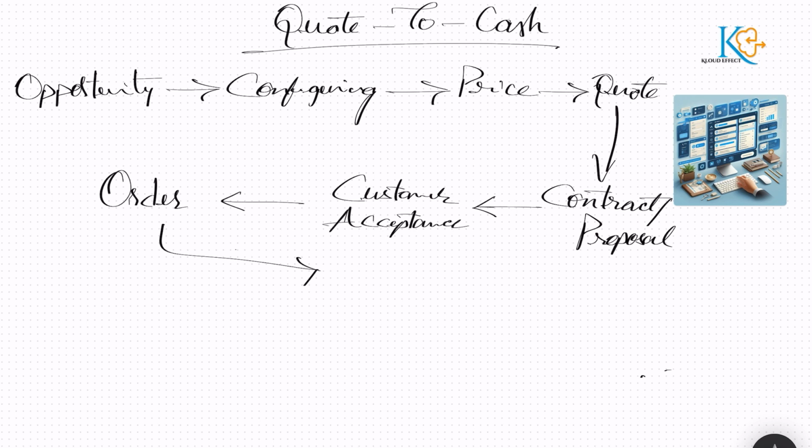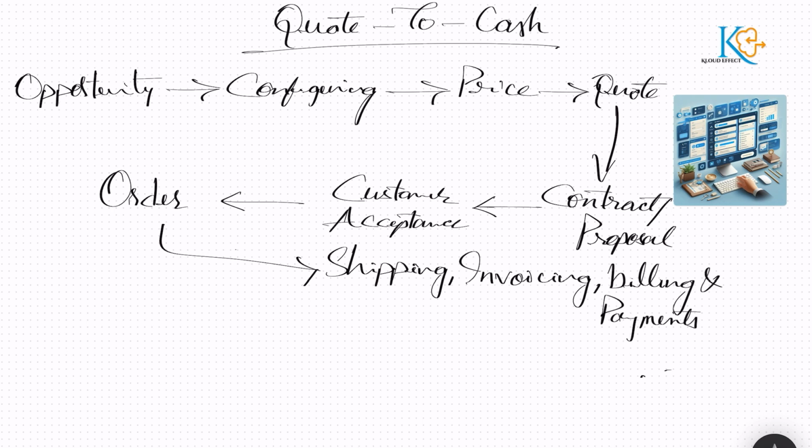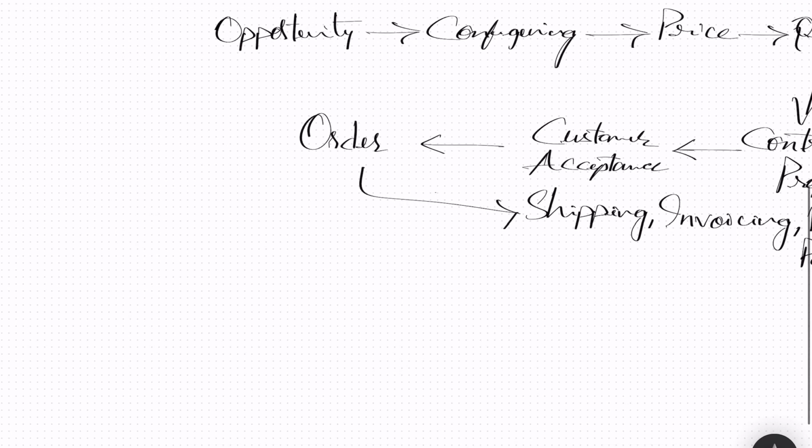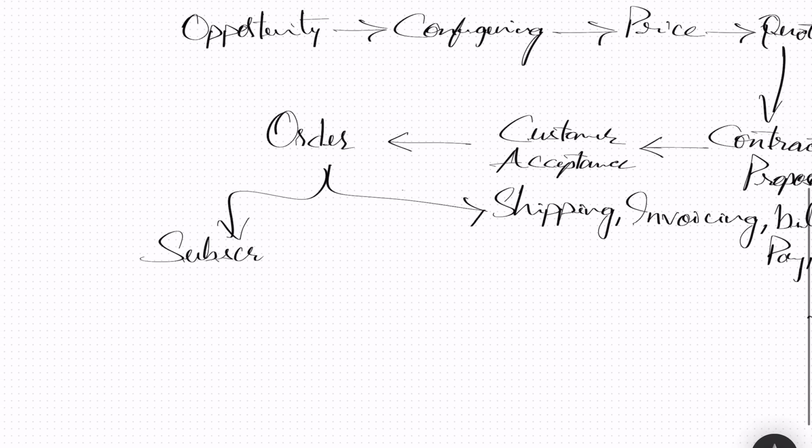Order also has related objects in Salesforce related to shipping, invoicing, billing, and payments. If there are any subscription or any contracted products, the renewal concept will come into picture.